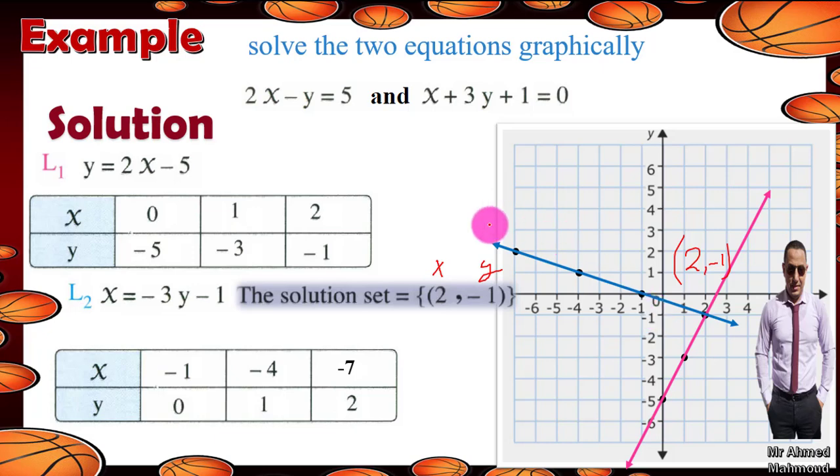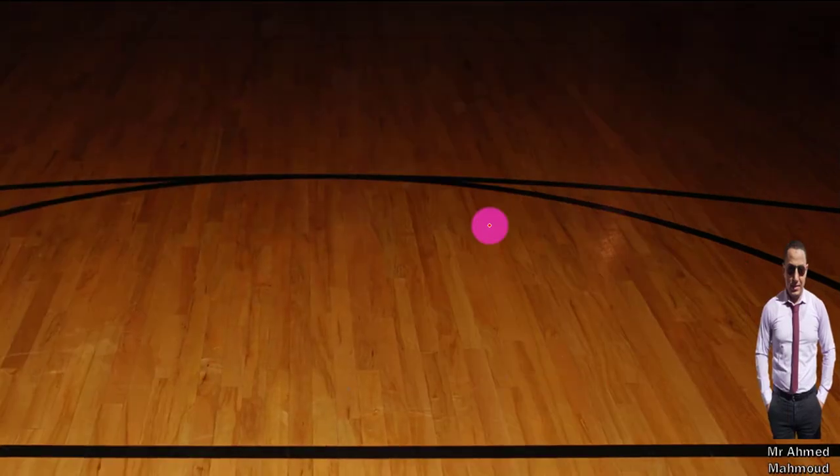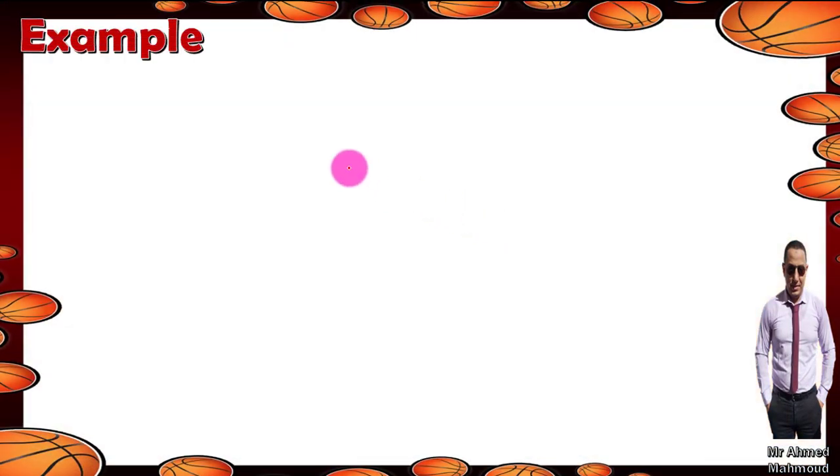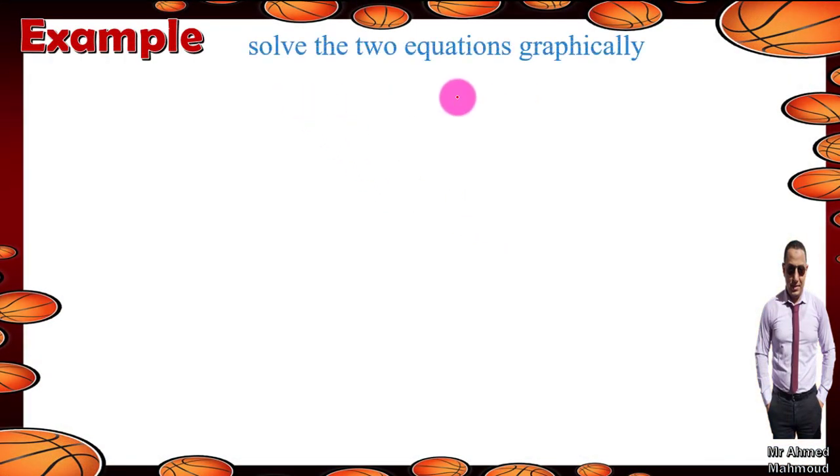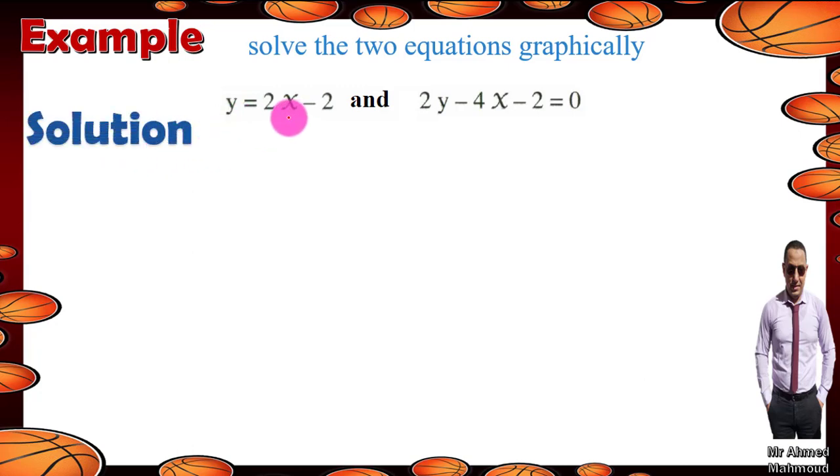اوكي، طيب هناخد دلوقتي example تاني. In this example, solve the two equations also graphically. y equal 2x minus 2 and 2y minus 4x minus 2 equal 0. Okay, I'm going to start with the first equation, y equal 2x minus 2. I'm going to make a table.